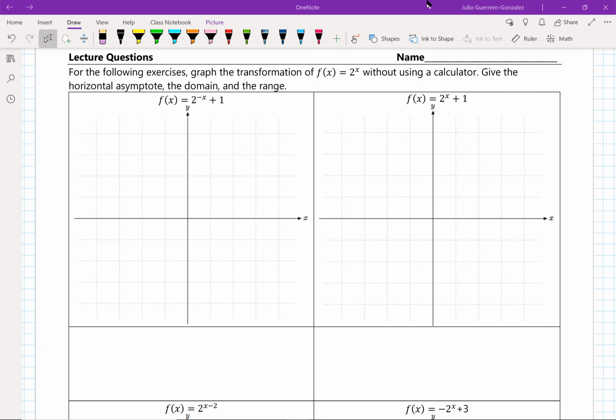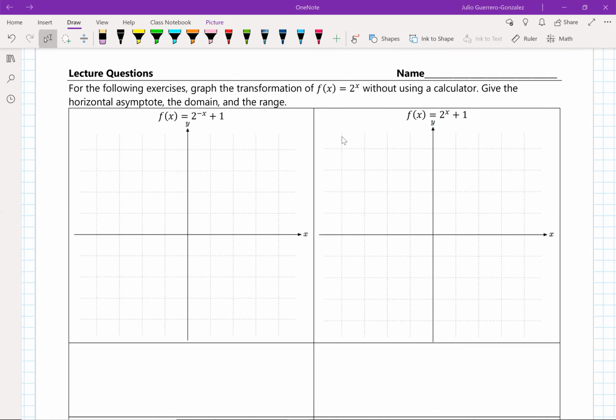So, on this first lecture question, it's 2 to the negative x plus 1. An example of this would be, could you plug in the value of 1 on the x axis and then solve for that? Like, what exactly would you do to start that off?